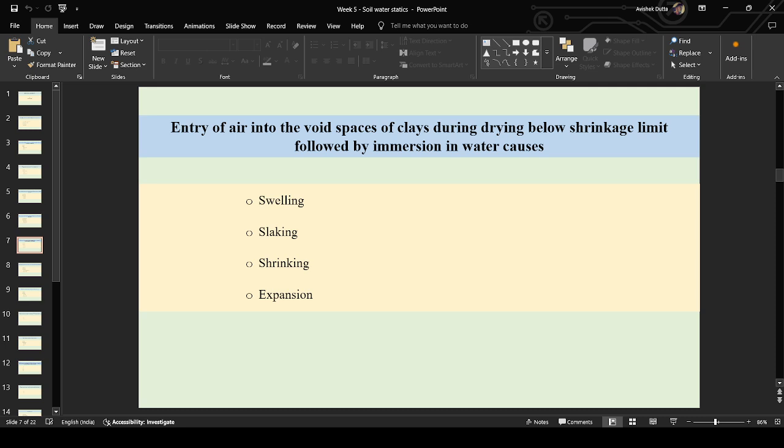I repeat the question. Entry of air into the void spaces of clays during drying below shrinkage limit followed by immersion in water causes. The options are swelling, slaking, shrinking, or expansion. Okay. Next question.